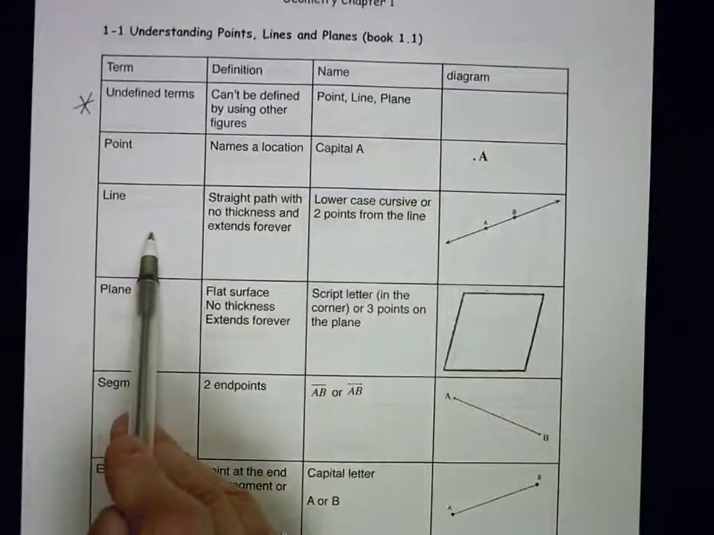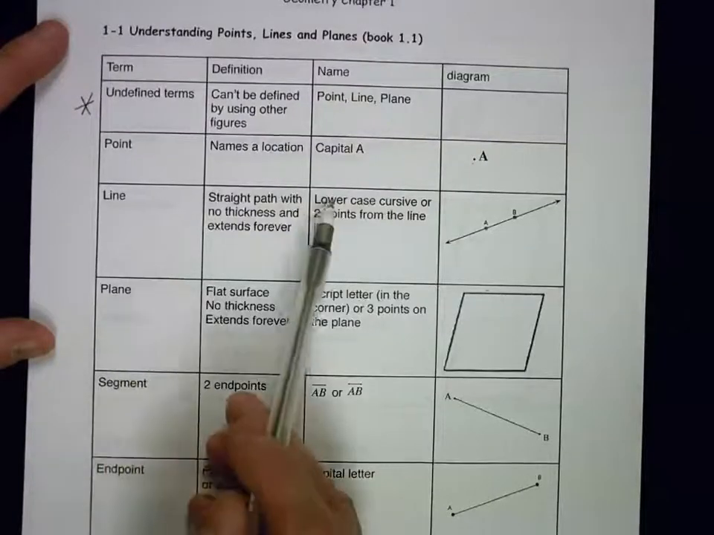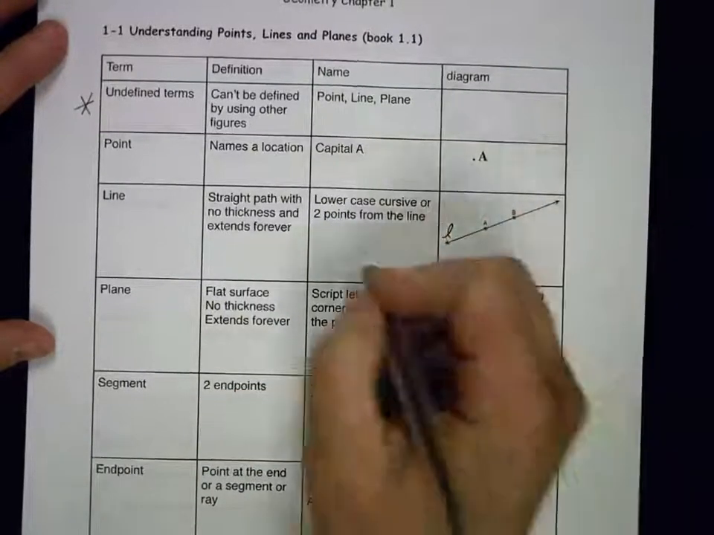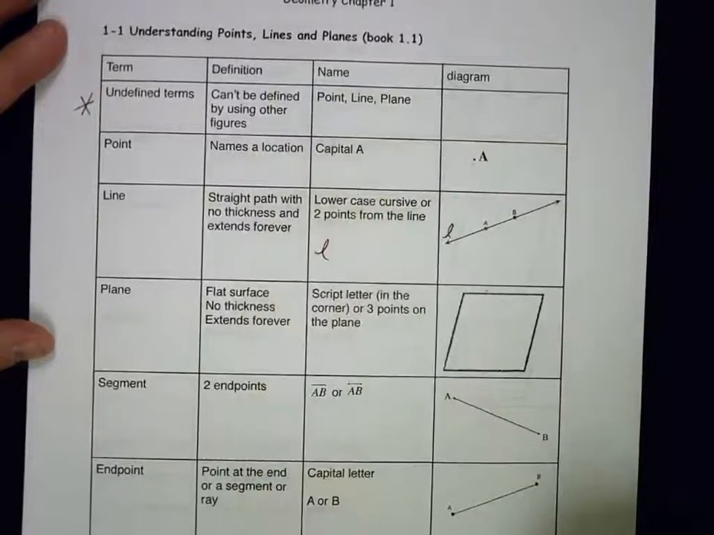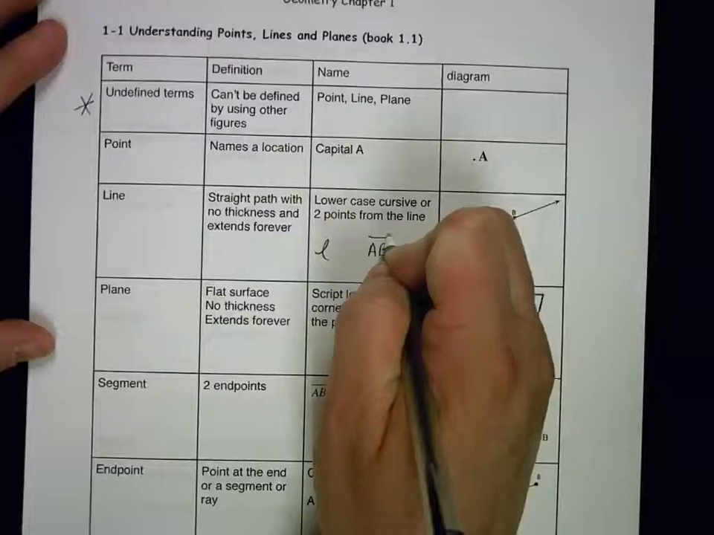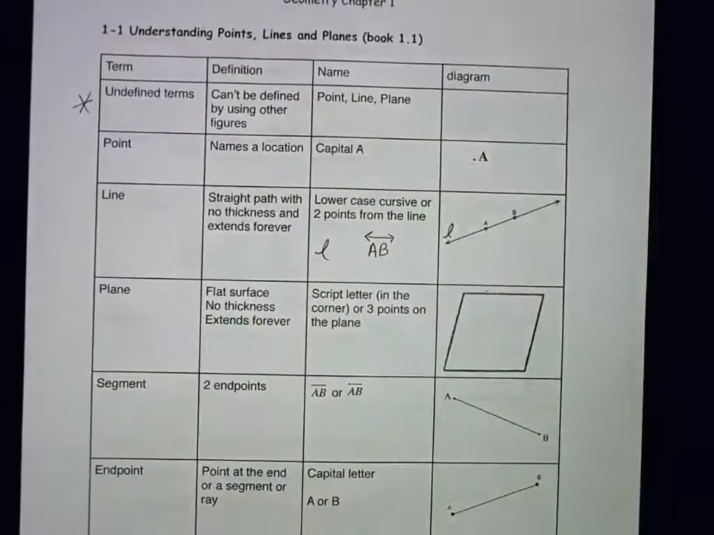Next we have a line. A line is a straight path with no thickness and extends forever. You can either use a lowercase cursive letter, and I'm going to put L right there. And a lot of times we use the cursive letter L for line. Or you can name it with 2 points from the line. And you would call that AB. And then you put that little symbol above it, and that shows that both of those go on forever in both directions.